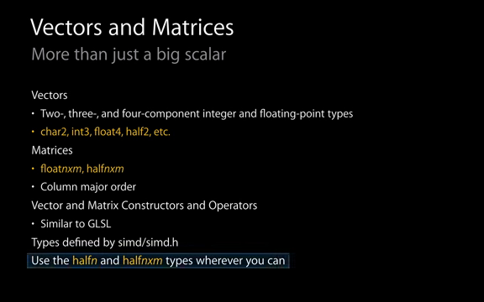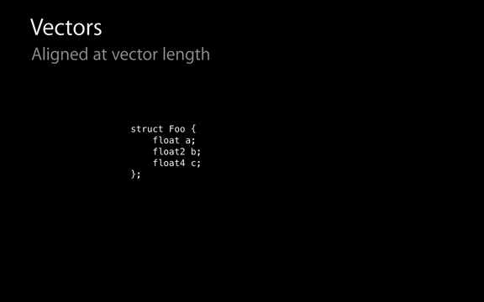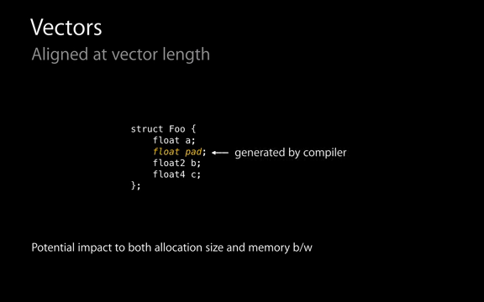Again, just like I said previously, use the half vector and matrix types wherever you can. Okay? All right, so one more point on vector types. They are aligned at vector length. So what does that mean? If I look at this struct, a float2, which is what B is, is going to be aligned on 8 bytes. And similarly, C is going to be aligned on 16 bytes. But if you notice, B is actually at an offset of 4. So that's a problem. So what the compiler will do is generate a padding variable.